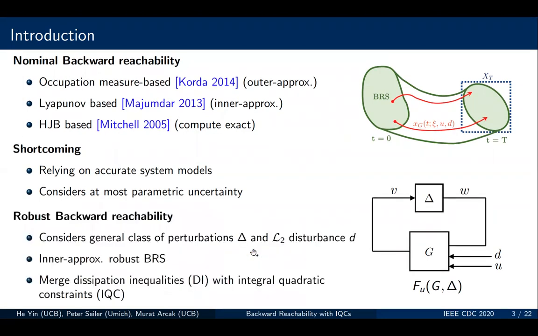In this paper, we propose a method to compute approximations to the backward reachable set that are robust to a more general class of perturbations delta and L2 disturbance D. To achieve our goal, we merge the dissipation inequality framework with integral quadratic constraints.